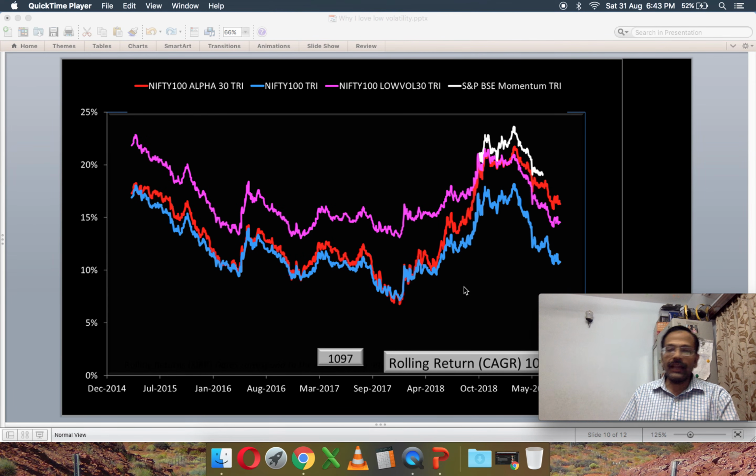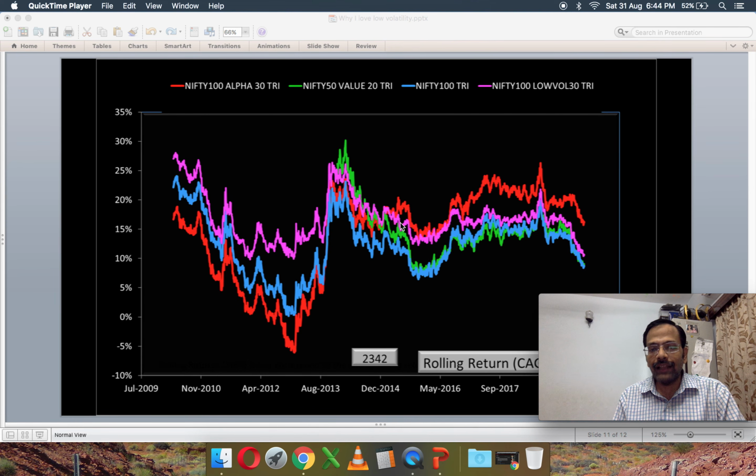And again, over 10-year periods, you can see that the low volatility index has comfortably outperformed the Nifty 100 and even the alpha over significant durations. Of course, the momentum has done well and it has outperformed in many of the small durations shown there. That's the white line, but we still need a lot more history to conclude that the momentum index is better. But as of now, you can see that low volatility is an absolutely brilliant index, and that is the reason why I love it so much.